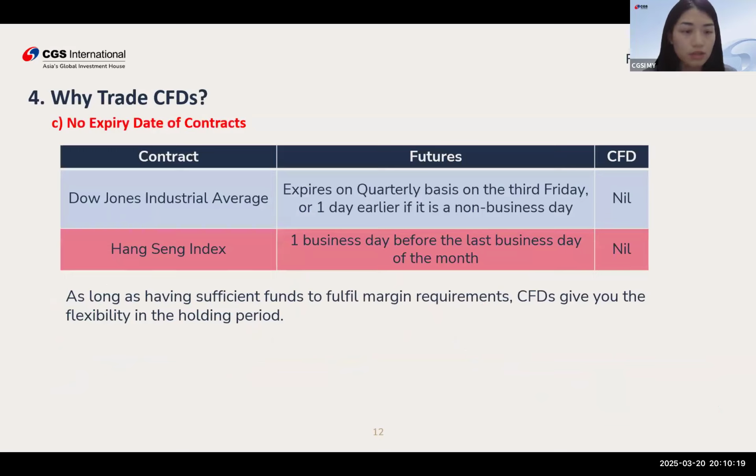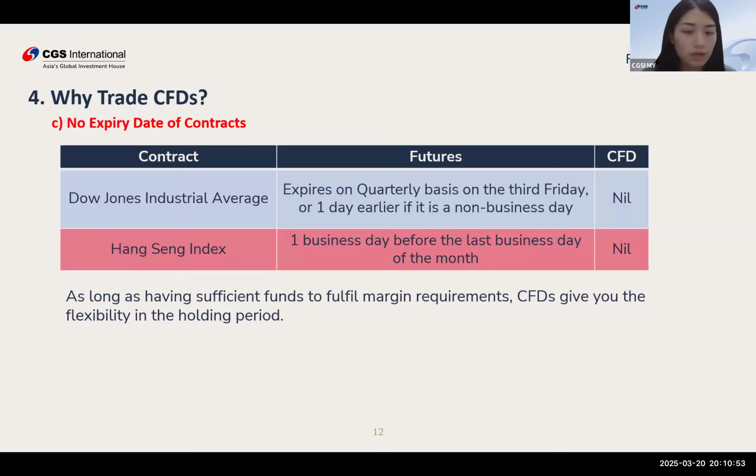Okay, next. So the third reason why you should trade CFD is that you don't need to worry about the expiration. So there is no expiration for US 30, US Tech, or also US 500 CFD. Well, if it's in futures, the expiry date is every third Friday of the quarter of the year, which is tomorrow. Now, another example is that HK50 CFD does not expire. Well, for the futures, it expires one day before every last business day of the month.